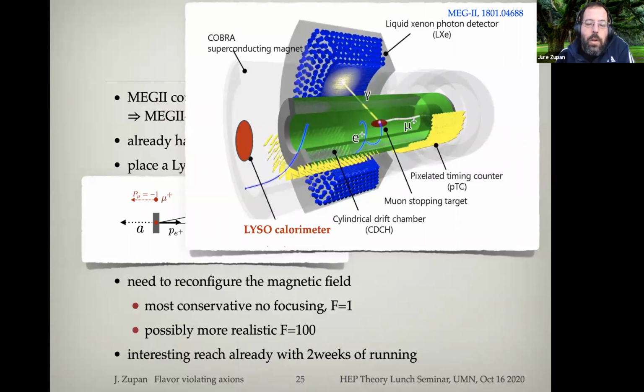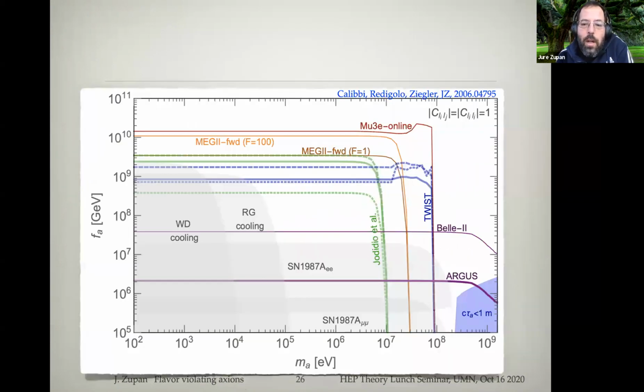Or what was achieved is you arrange the magnetic field such that it focuses the positrons toward this LYSO calorimeter, and F of 100 is something that Uddio et al. from '86 achieved. And the plots are with 2 weeks of running. So these plots here, now I can go over.